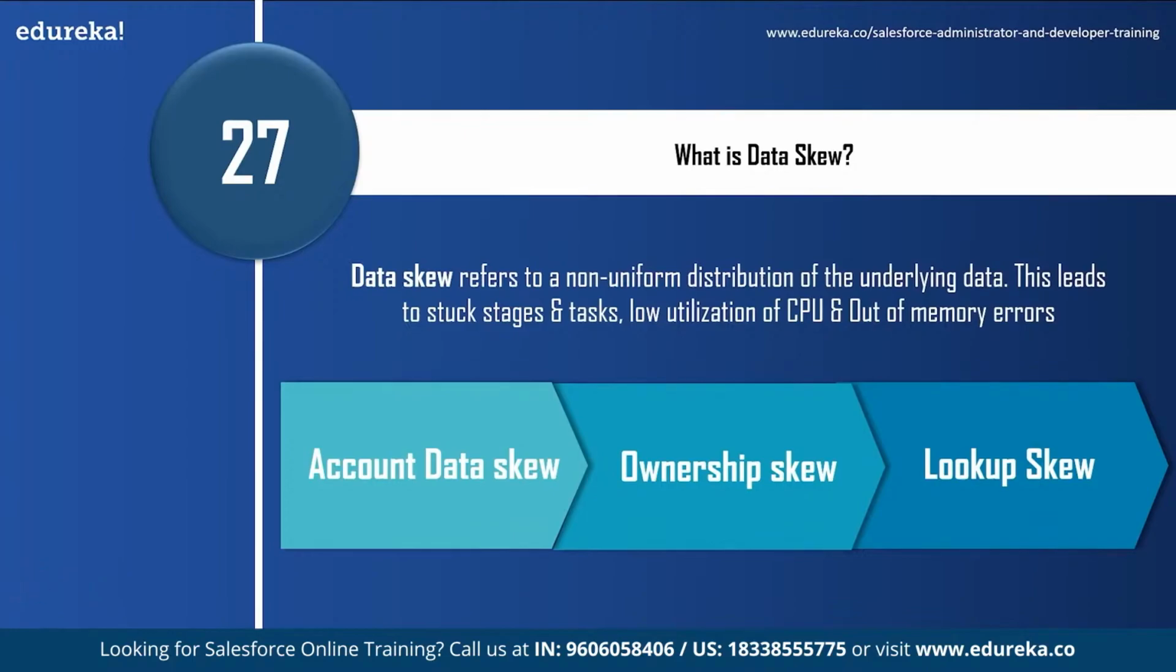So there are 3 types of data skew. First one is the account data skew. This happens when too many child records are associated with the same parent object in one of the relationships. Then the imbalance would cause account data skew.